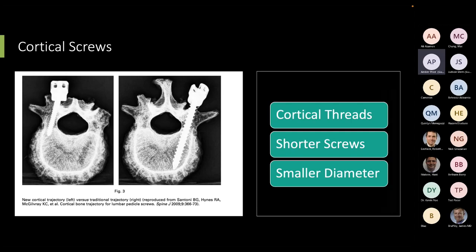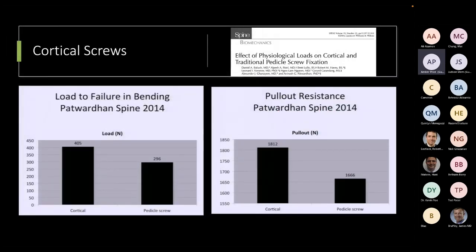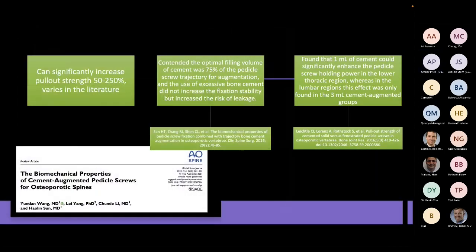And they tend to have smaller diameters, but in biomechanical studies, they have been shown to have really good load to failure. This is a study that came out of the Spine Journal in 2014, where they showed higher load to failure in cortical screws when comparing them to pedicle screws, as well as pull-out resistance. So it is a good option. Also, if you are unable to get a pedicle screw, it's a good bailout screw.